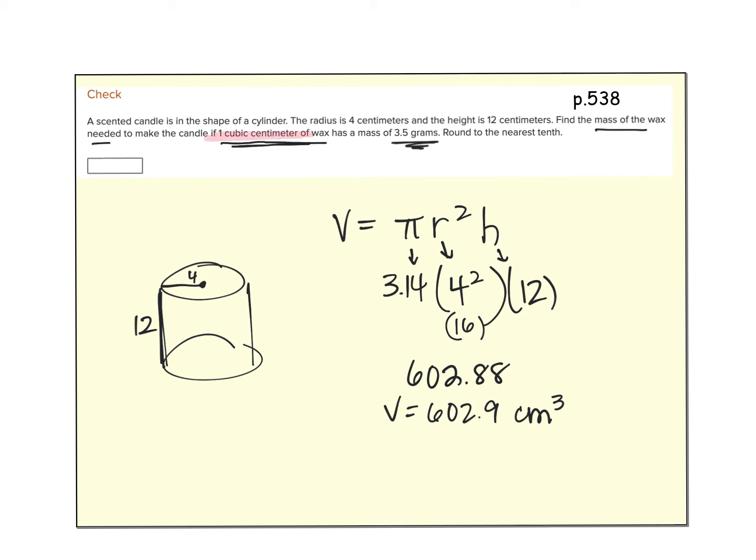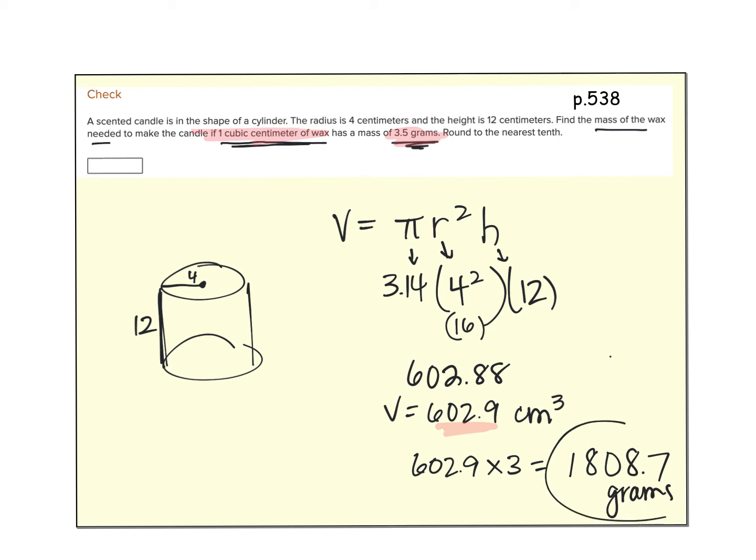Okay, now let's go back to the problem. It says every 1 cubic centimeter of wax has a mass of 3.5 grams. So I'm going to take that number and I'm just going to times that by 3. Okay, so I'm just going to clear my calculator, 602.9 times 3, and I end up with 1808.7 grams. That is how much wax I would need to make that candle.